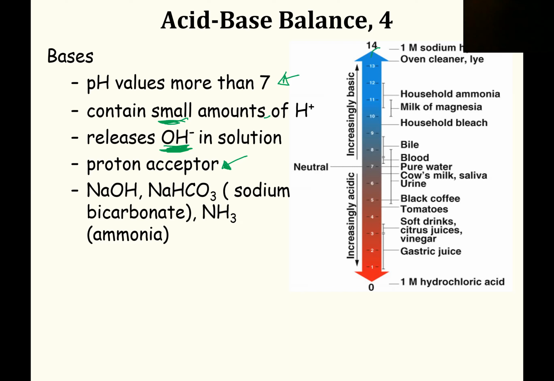Example, you have sodium hydroxide, sodium bicarbonate or bicarbonate of sodium, ammonia, NH3. You can see household ammonia that we use to clean, milk of magnesia, an antacid, household bleach, bile, and blood is on the weak base side. Okay.